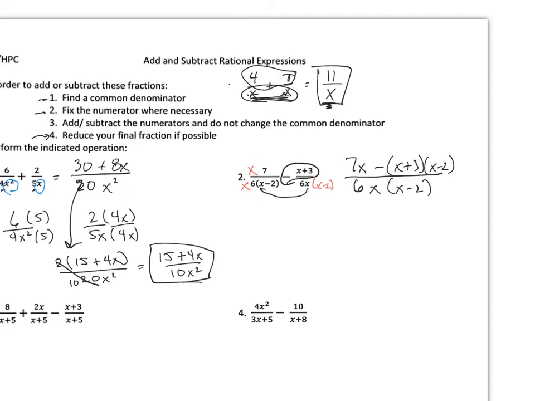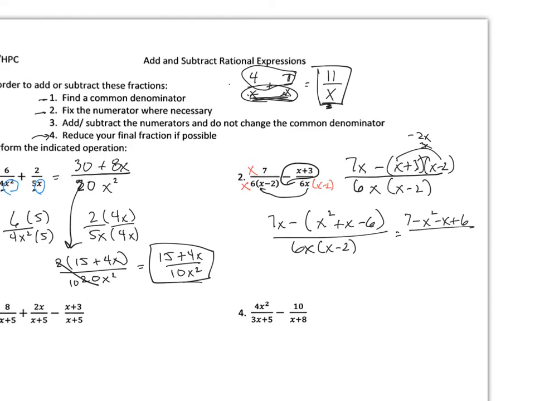So let's fix this numerator. We have 7x minus all of this. When you multiply those two binomials together, x squared, you get a minus 2 and a plus 3. So that's a plus x. And then 3 times negative 2 is a negative 6. Denominator, still there. The last thing you do is try to cancel it top to bottom. Now we're going to have to distribute that negative sign. Denominator still there.